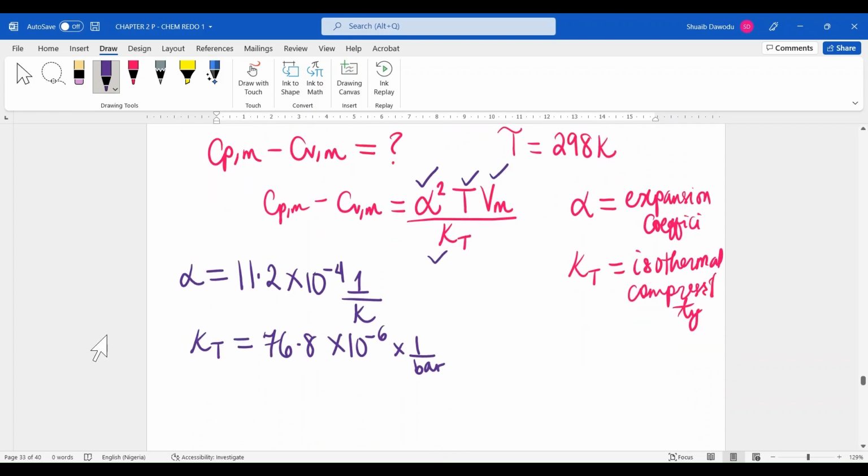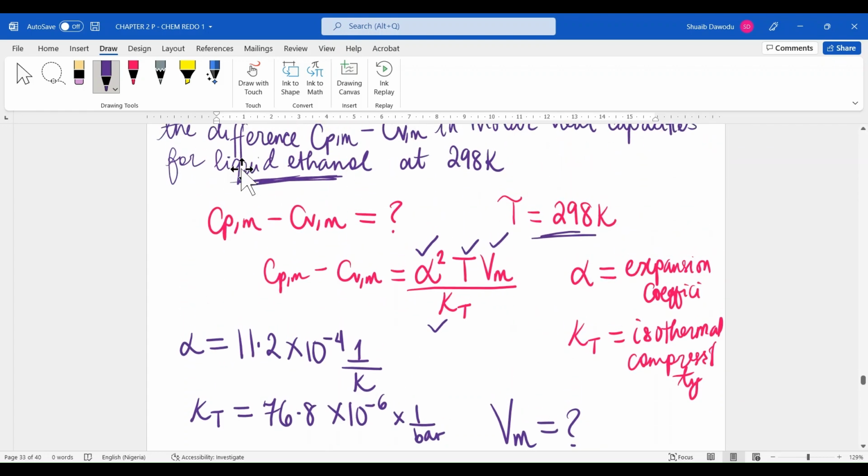So now we have the value for alpha, we have the value for Kt, and we know the temperature because it's given in the question. The only thing we don't have is the value for molar volume, Vm. So naturally, you're going to be wondering, well, we have two unknowns: Cp,m minus Cv,m as one unknown, and the molar volume as the second.